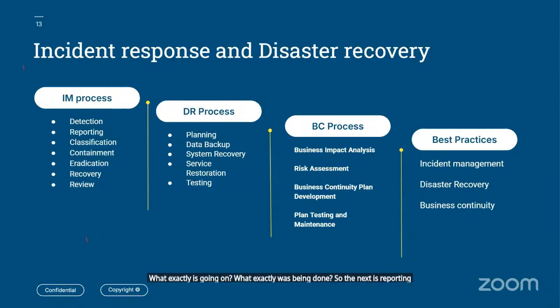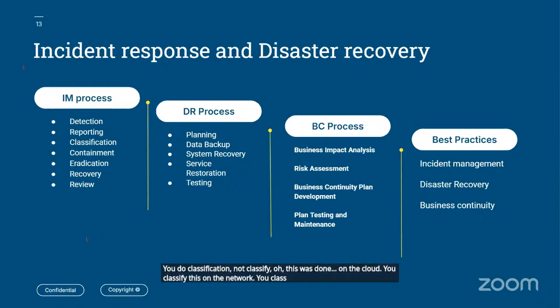You report, and you do classification. You classify, oh, this was done on the cloud, this was done on the network, this was done on endpoints or devices. Then the next thing to do is containment. Containment means you are trying to mitigate it specifically, using the right tools, technicalities, and procedures to mitigate the exact attack or threat. All right. Then next is eradication.